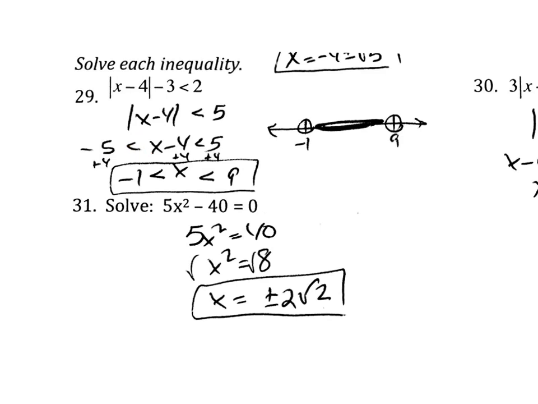And then to finish it, just add 4 to all 3 sides. You get 9. And here it cancels, just getting x. And over here you get -1. And that's it. And it should come together like that.